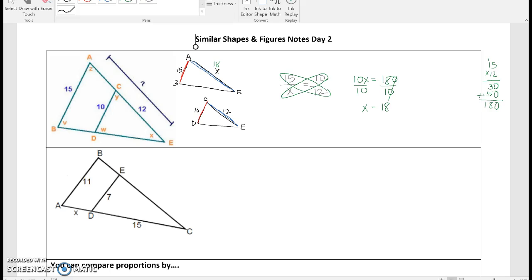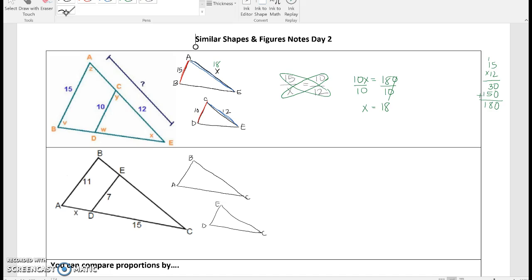All right, let's let you go ahead and try the next one. Let's first draw our shapes together. Okay, there's the big one. Here's the smaller one. They don't need to be perfect. You get the idea. Okay, so I have A, B, C. And then I have D, E, C.